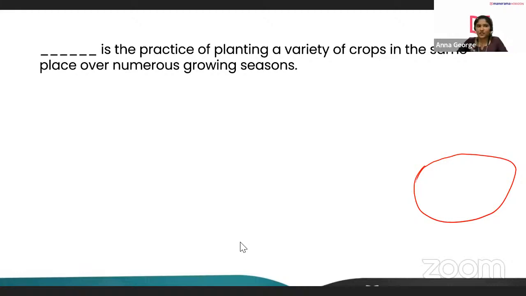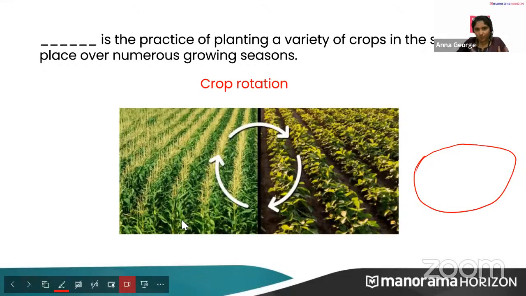Roshan, you can be more specific. Okay, the answer is crop rotation.